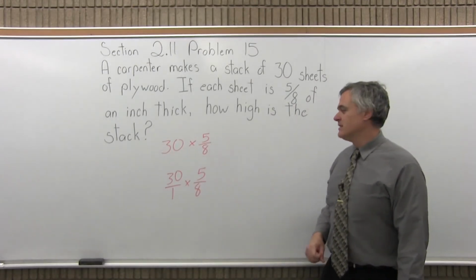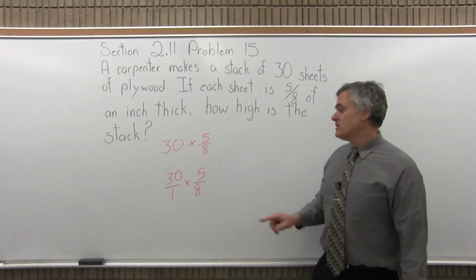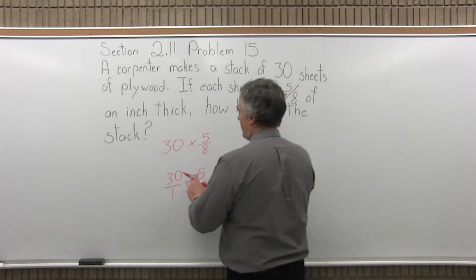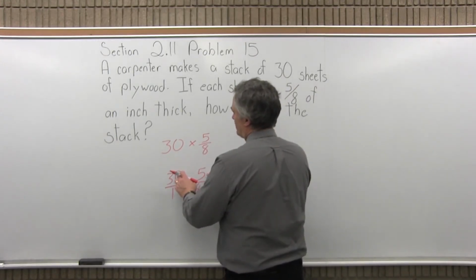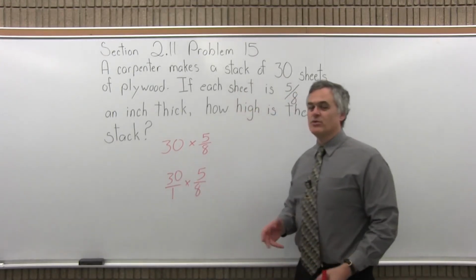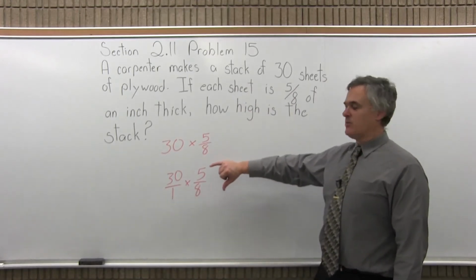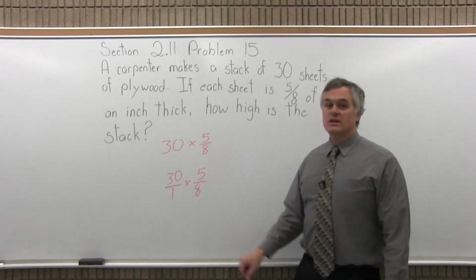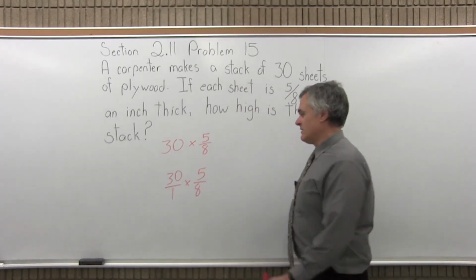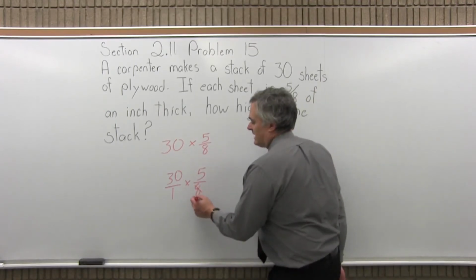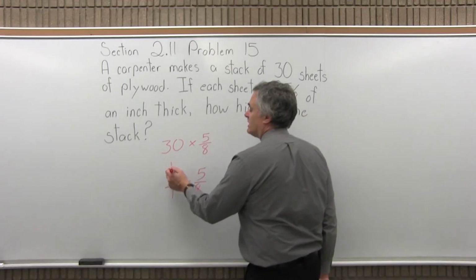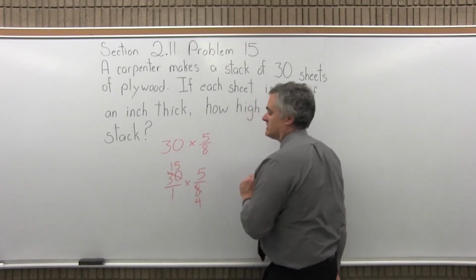It'll reduce nicely. Or, if you notice, you can pre-reduce a little bit. The 5 doesn't really work. The 5 and the 30 reduce, but they're both on the top. You can't pre-reduce those. One has to be on the top and one on the bottom. But the 8 and the 30 can at least both be cut in half. 2 goes into 8 4 times, right? 2 goes into 30 15 times.